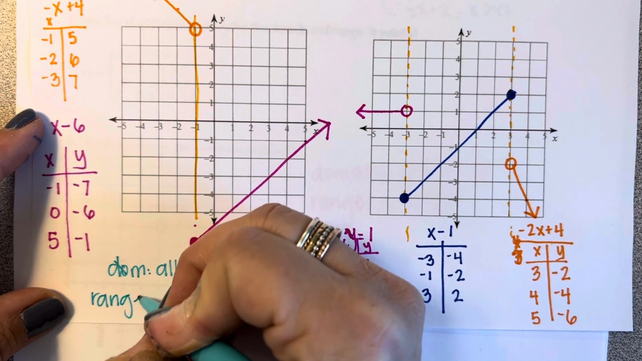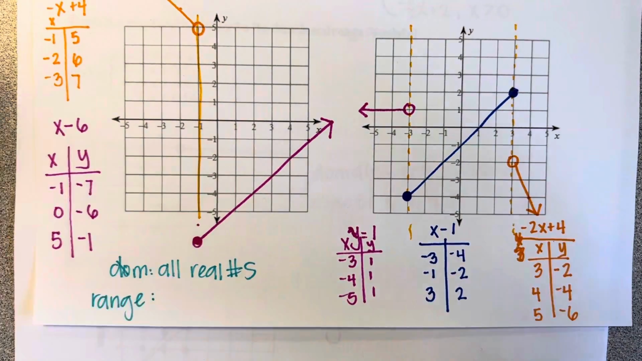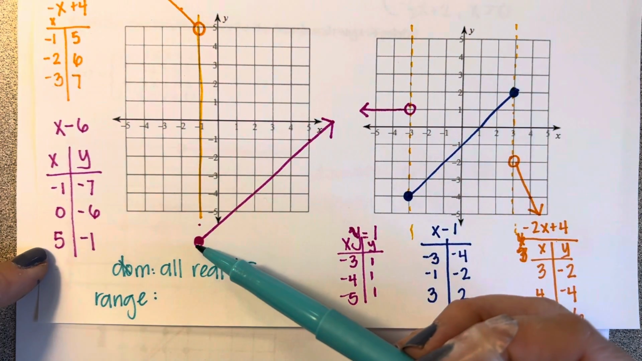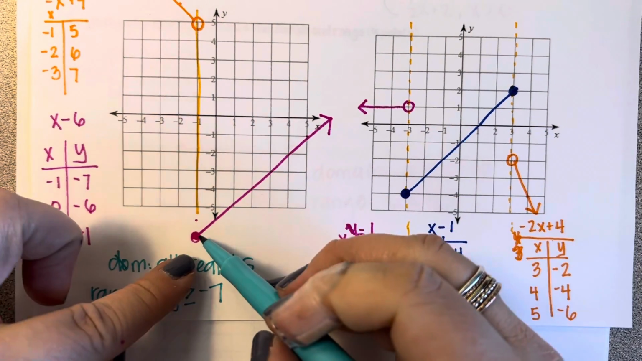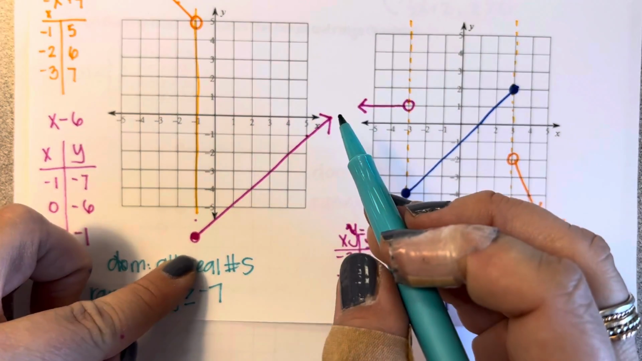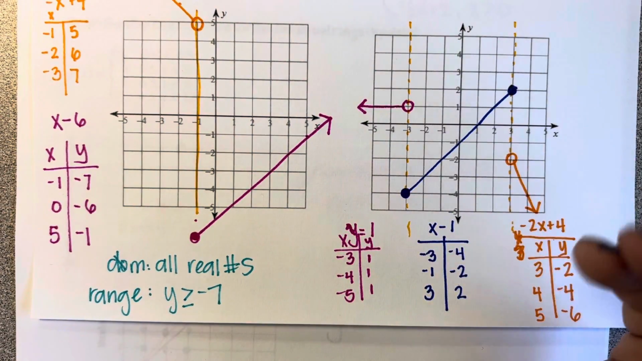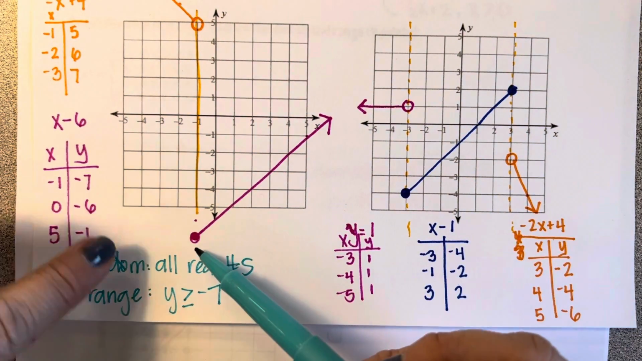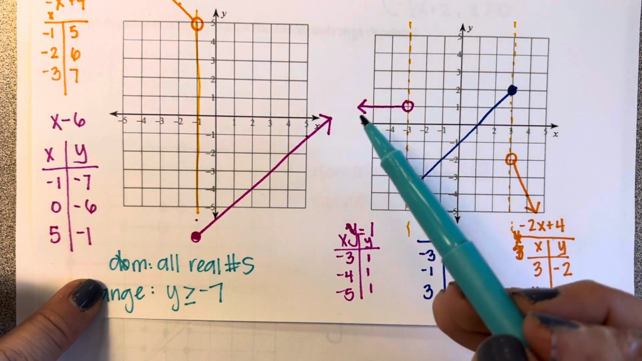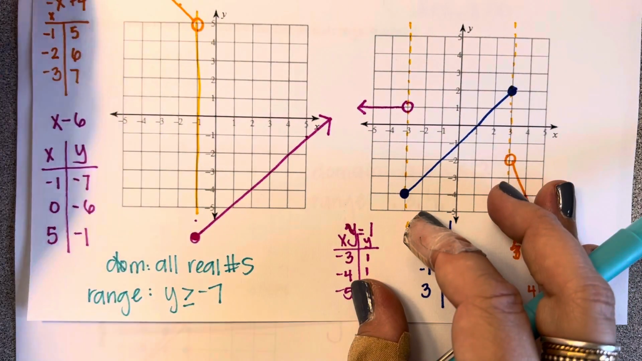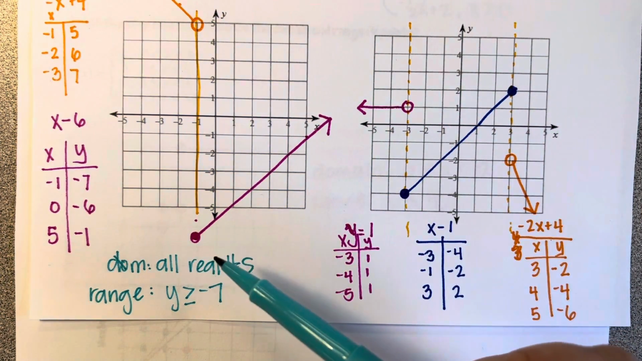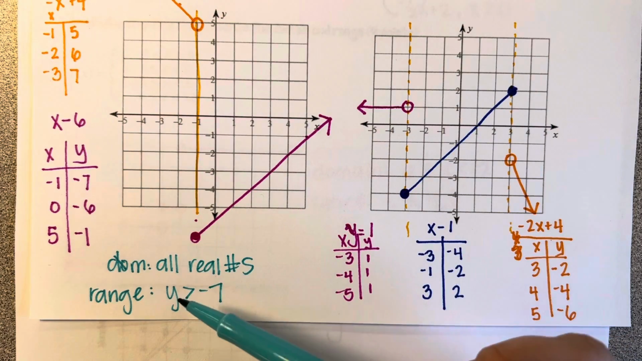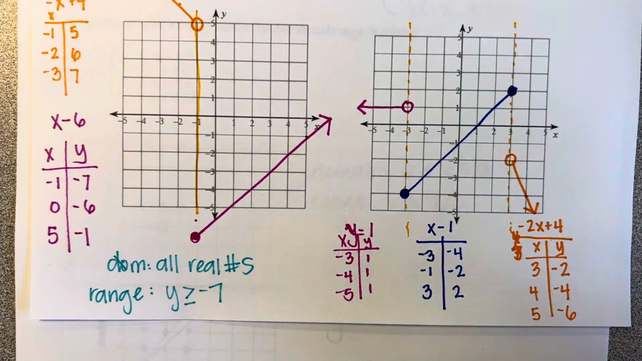My range is what could your values of y be? So down here, my lowest value of y was -7. Every single y value is going to be greater than -7. If I drew these graphs forever and ever, this line would keep going up, up, up. This line would keep going up, up, up. Is any y value ever going to be below -7? No, everything is going to be greater than or equal to -7.